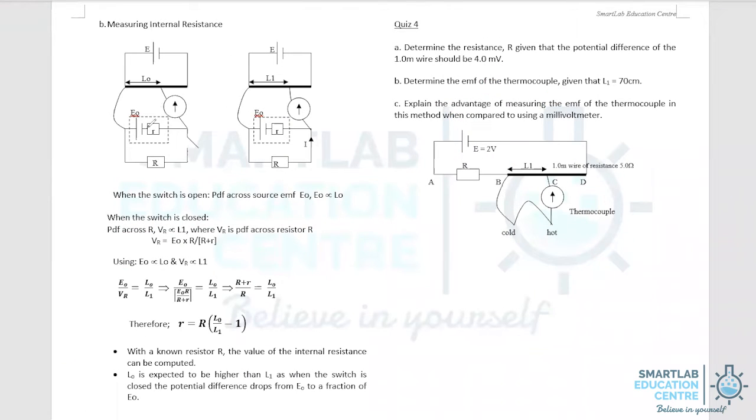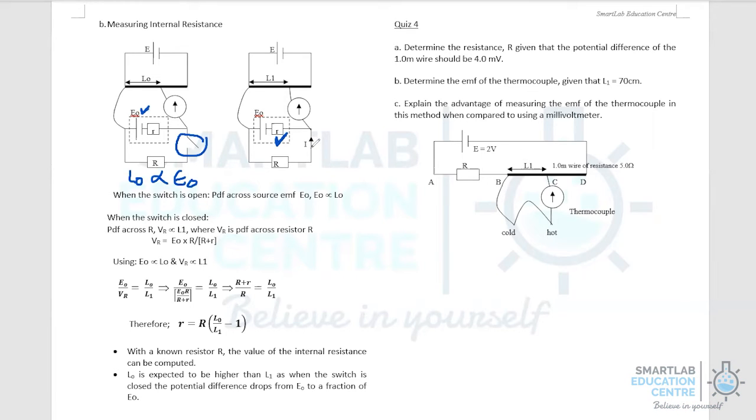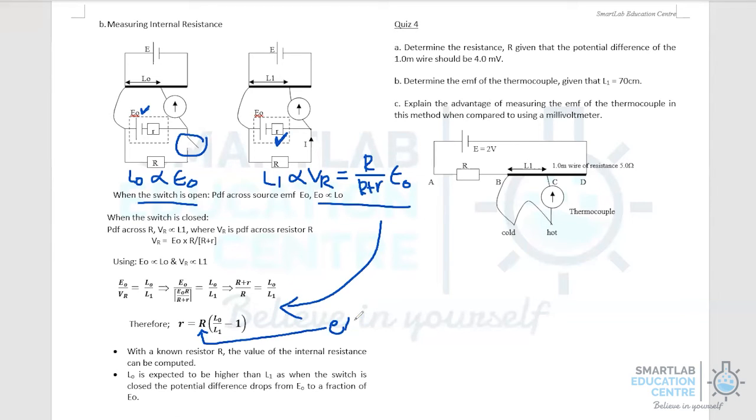In this final example, we're able to determine the EMF and the internal resistance of an electrical source. Let's take a look. Initially, we will open the external circuit, allowing us to conclude that L0 is directly proportional to E0. Thereafter, we will close the external circuit. In this case, L1 is directly proportional to VR, and VR is equal to R divided by R plus the internal resistance, multiplied by the EMF E0. With these two equations, we could divide them and derive this relationship. By knowing the value of the external resistance, we're able to calculate the internal resistance.